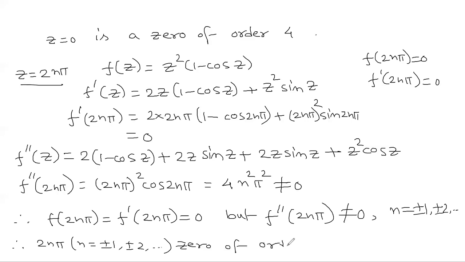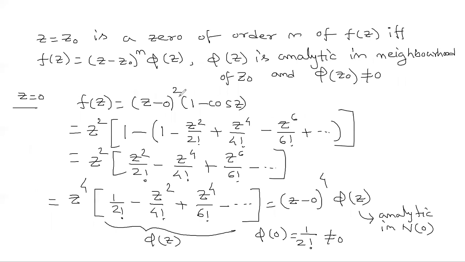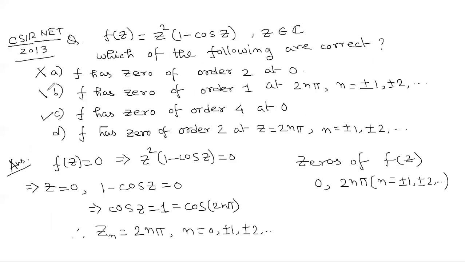order 2. So the second option is incorrect, and f has a zero of order 2 at z equal to 2n pi. The fourth option is correct. So third and fourth options are correct.